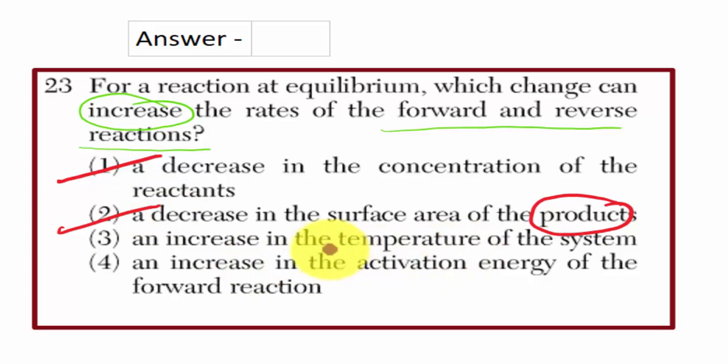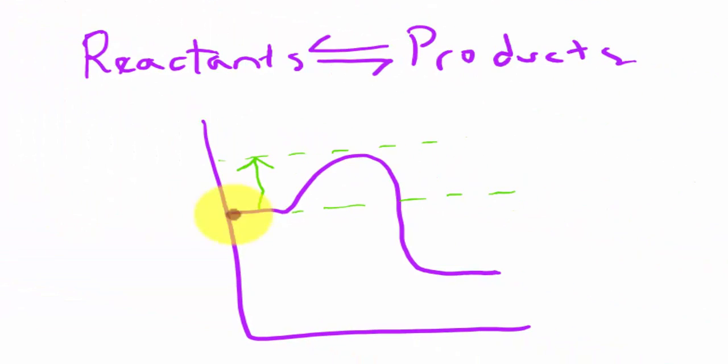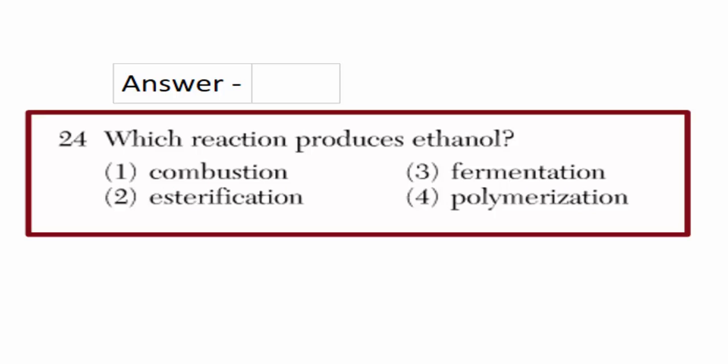An increase in temperature. If you increase the temperature of the system, all the particles will move faster, so any collisions you're discussing are going to happen more frequently. That's going to speed everything up. 3 is our answer. The 4th potential answer here, an increase in activation energy of the forward reaction. I've drawn a little potential energy diagram for this potential reaction. The green arrow represents the forward activation energy. Raising that to a higher level certainly isn't going to speed anything up. So we're going to stick with our answer number 3.